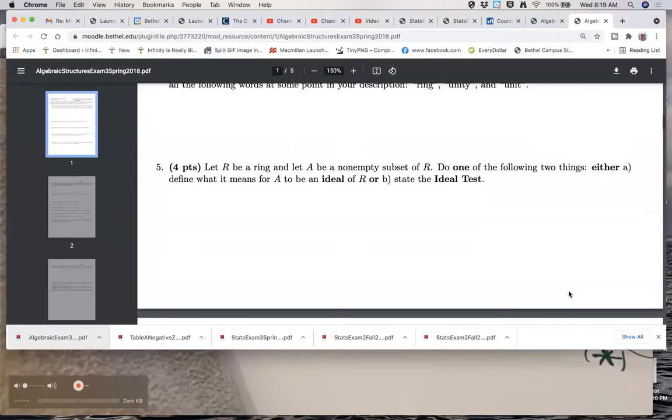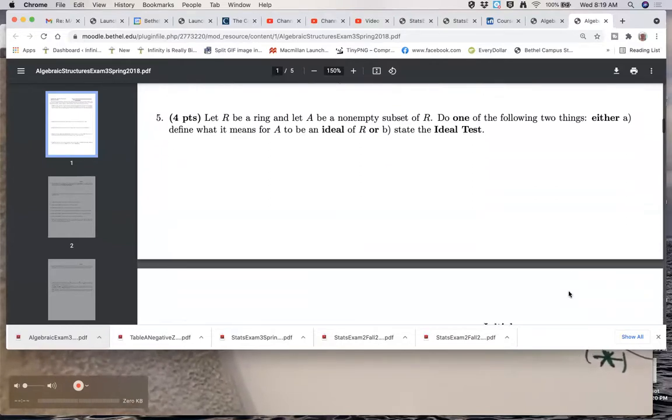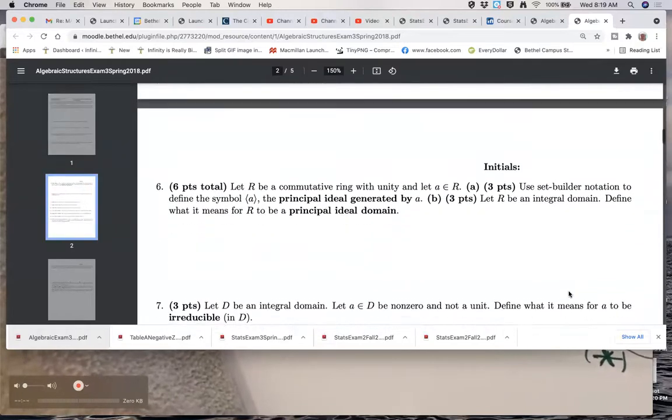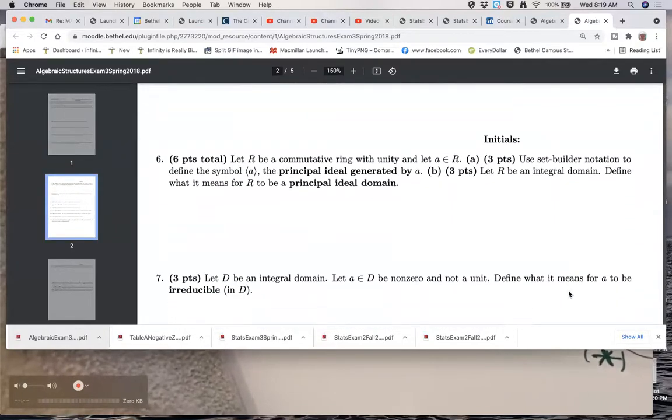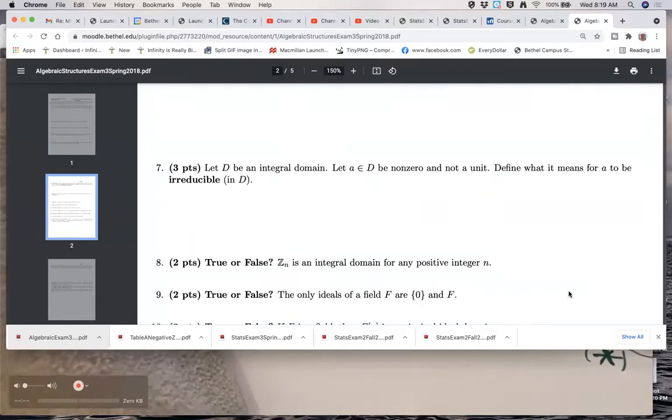Here I'm letting them state either the definition of an ideal or state the ideal test. Principal ideal generated by A. What is it? And then define what it means to be a principal ideal domain. Here's a chapter 18 one. What does it mean to be irreducible? I could also ask, what does it mean to be prime? And they are different.